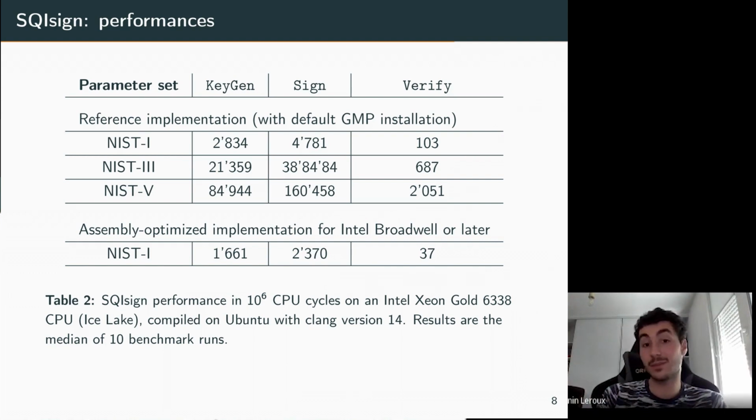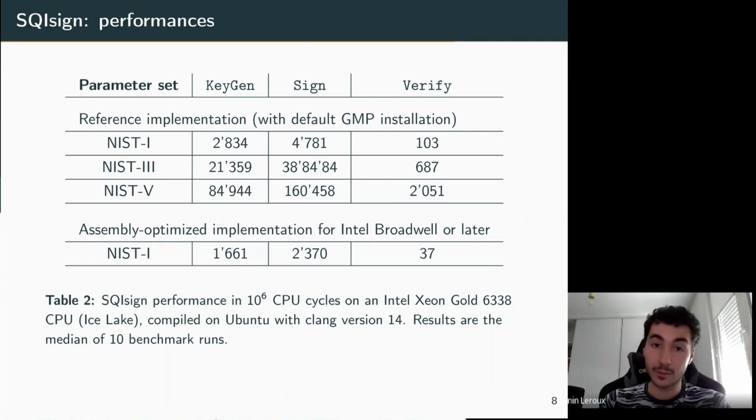So here are times that we currently have with the NIST submission implementation. As you can see, there is a big difference between keygen and signature and the verification. This is in millions of CPU cycles. So it's a lot slower, even for the verification, than other schemes. This is the main downside of isogenies.